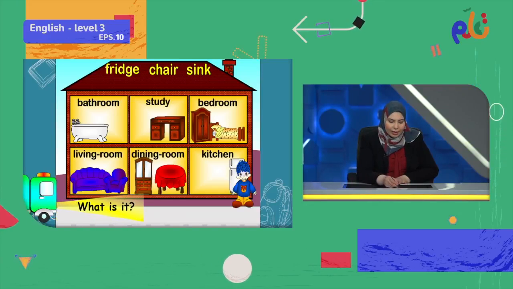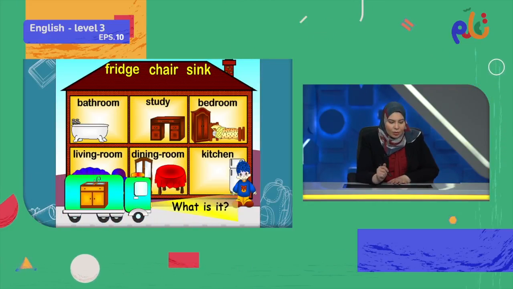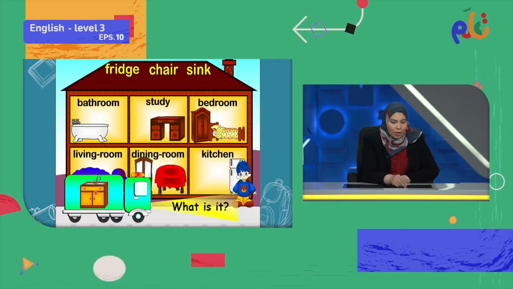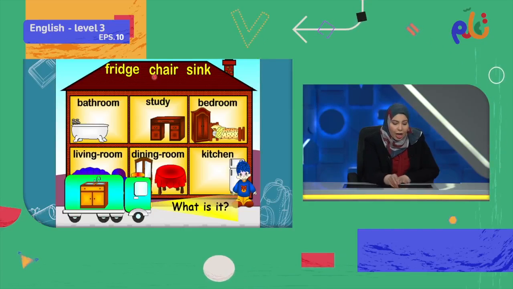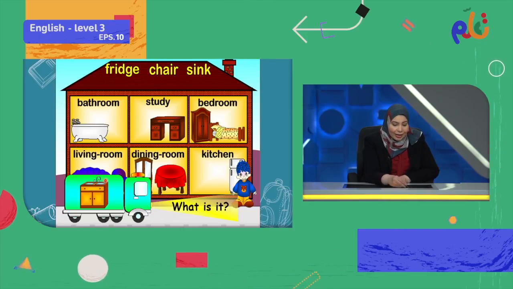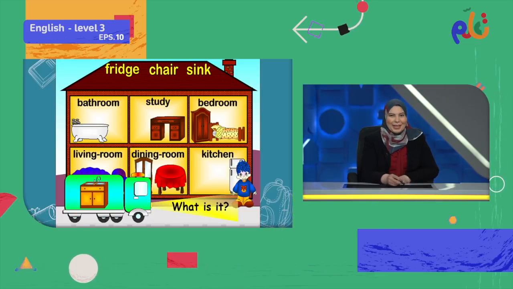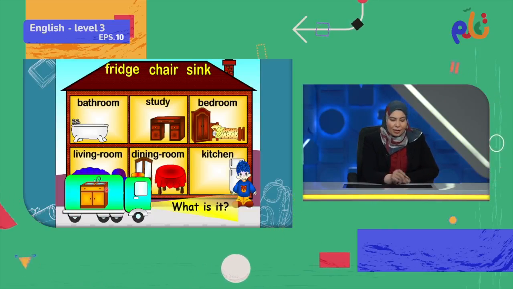So let's move it to the dining here. And we have another piece of furniture that has appeared here. So we have, what do we call it? We have fridge, chair, and sink. Sink. Which one is it? Exactly. So this is a sink.